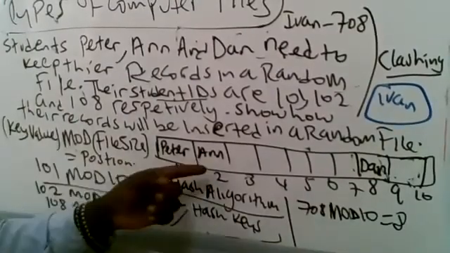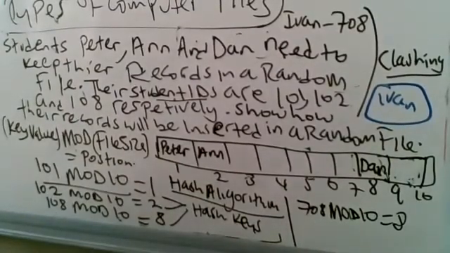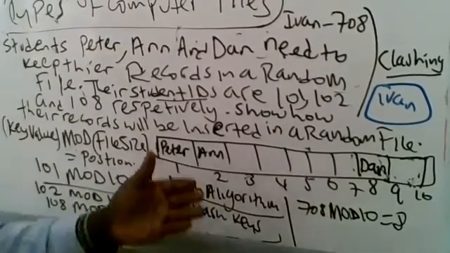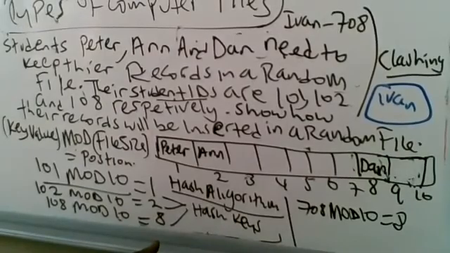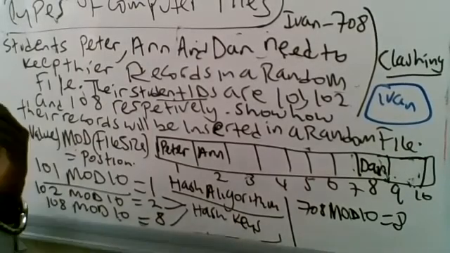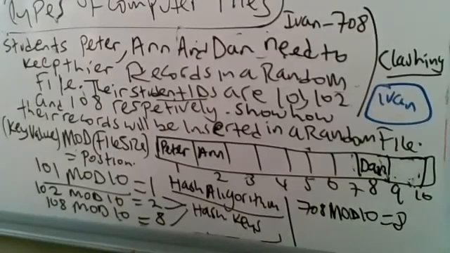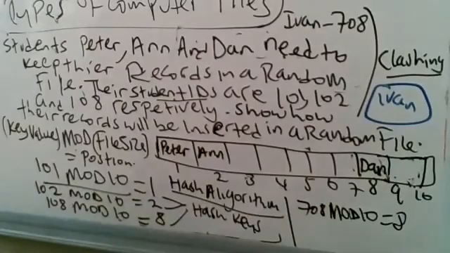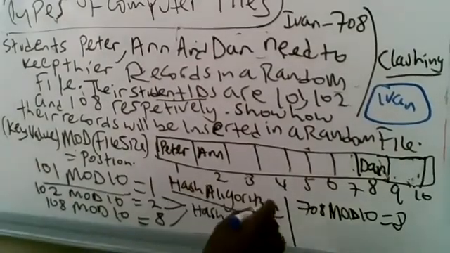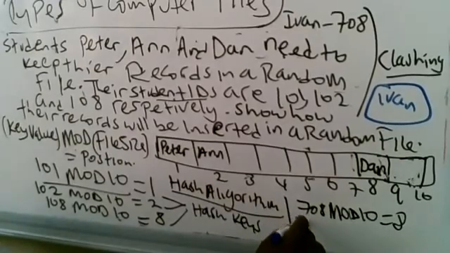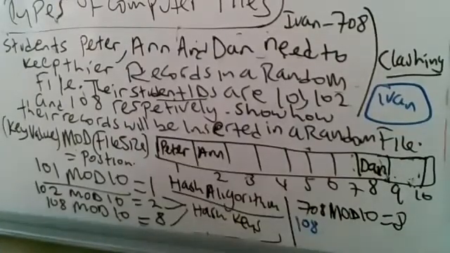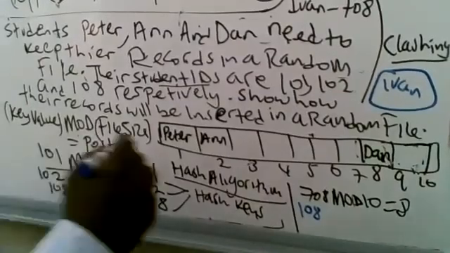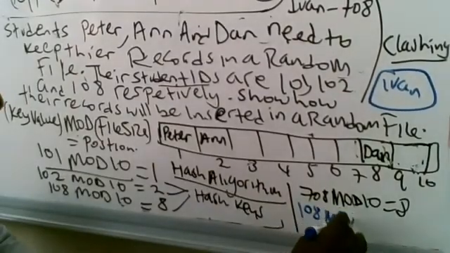Now, this is the same thing it uses when searching for a value from a random file. For example, if you want to find the record of Dan, what the computer will do basically is to ask for the student ID number of Dan, and that is 108. When it finds the student number of Dan, it will get that student number, which is 108, and perform a what? A hash algorithm, or perform that formula we talked about, which will be 108 modulus 10.